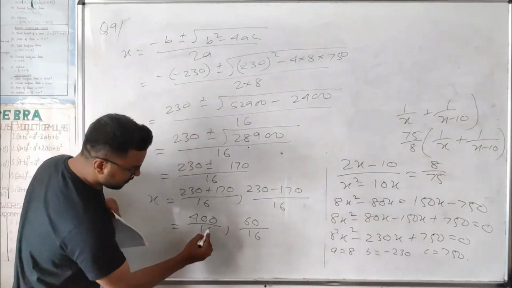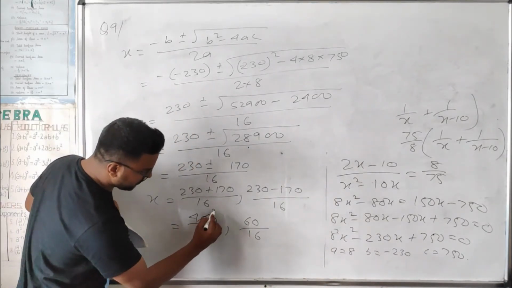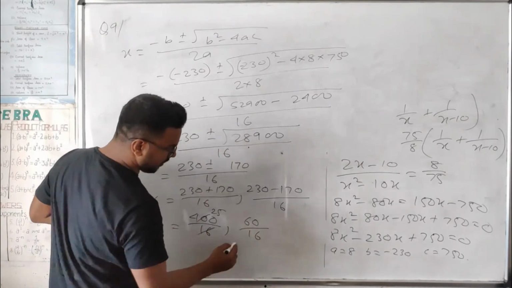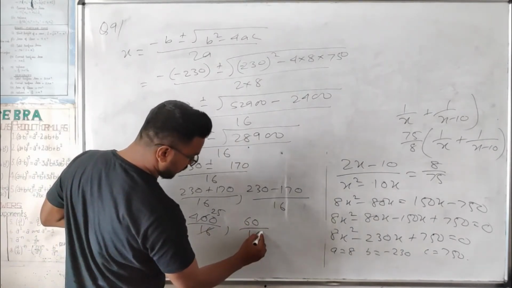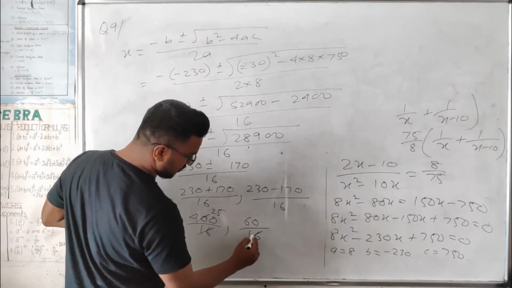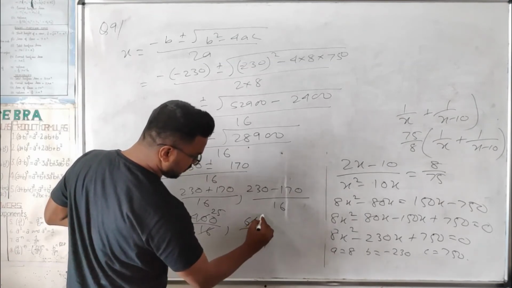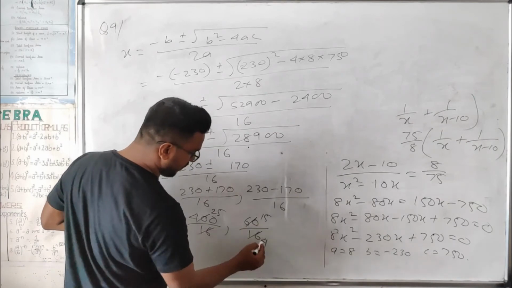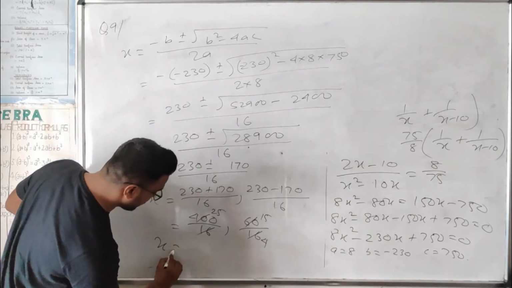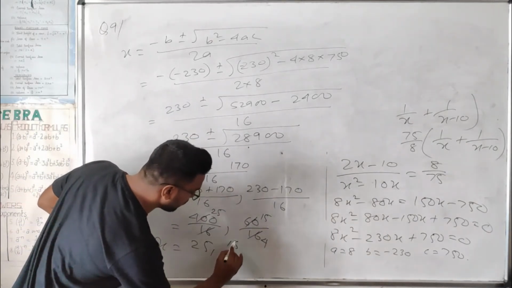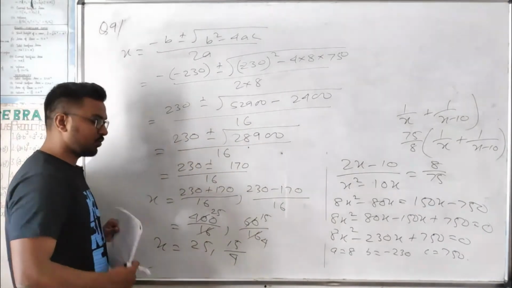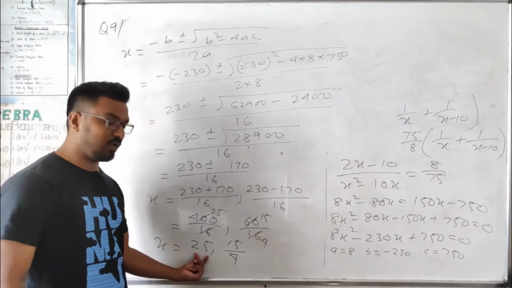So if you divide this one, you will get how much? 25, and this you cannot divide, so if you divide by 4, 4 fours are 16, 15, so this will become 15 by 4. So x will become 25 and 15 by 4. So which one will be the answer? We will accept this one.